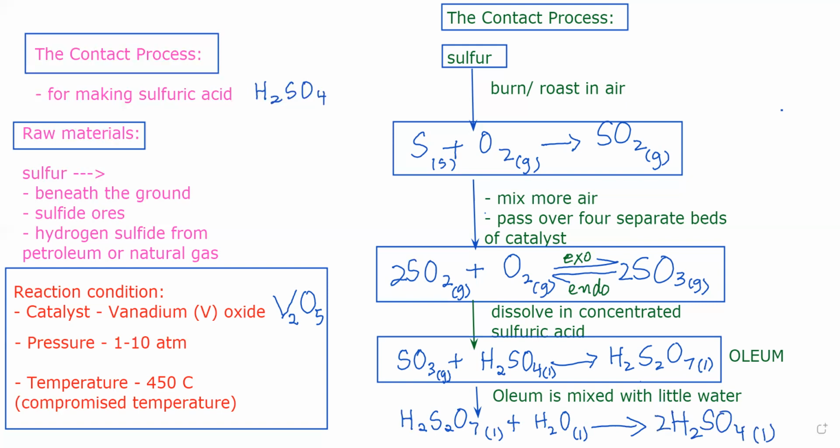And this is how I will be able to obtain sulfuric acid by this contact process. Some of this 98% acid is returned to the absorber, and the rest is run off to be used as concentrated sulfuric acid.